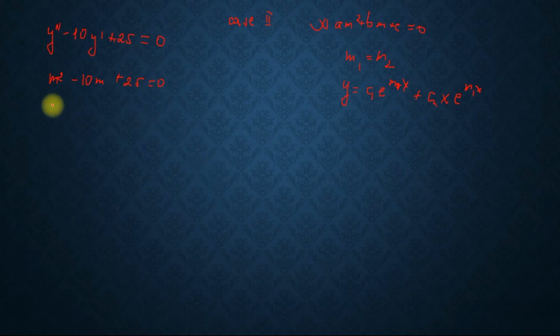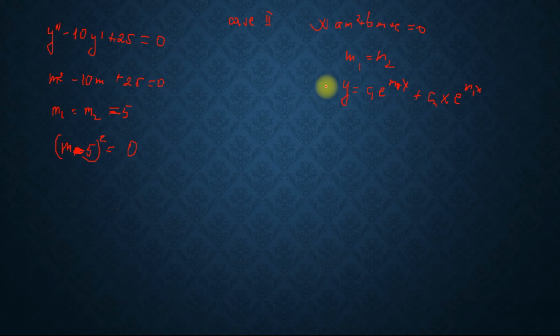If you find the roots of this equation, what will m1 and m2 be? m1 and m2 are equal to 5, guys. Just 5, yes, because (m minus 5) squared is equal to this equation, so it should be equal to 0. From here we have m1 and m2 equal.